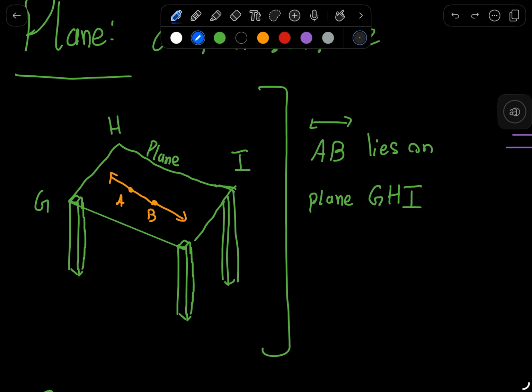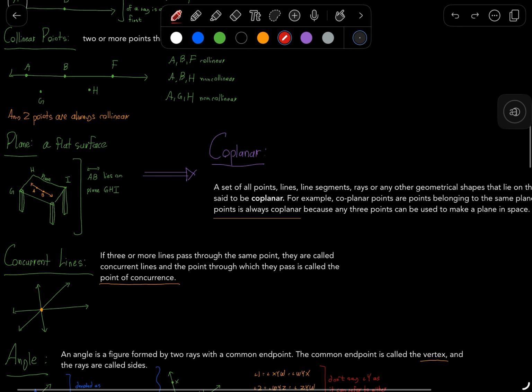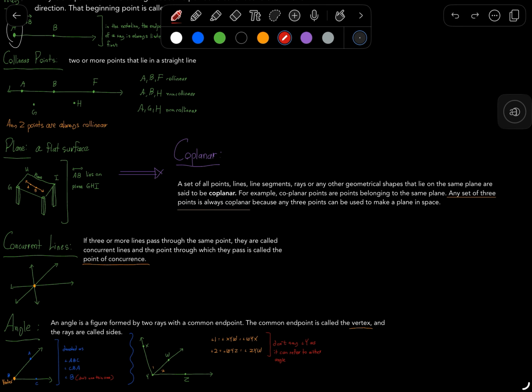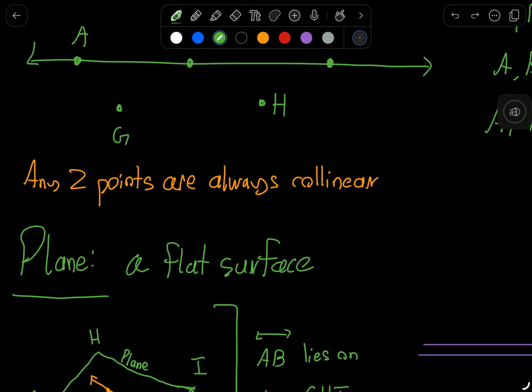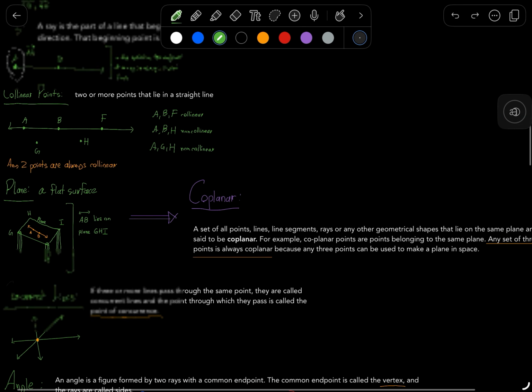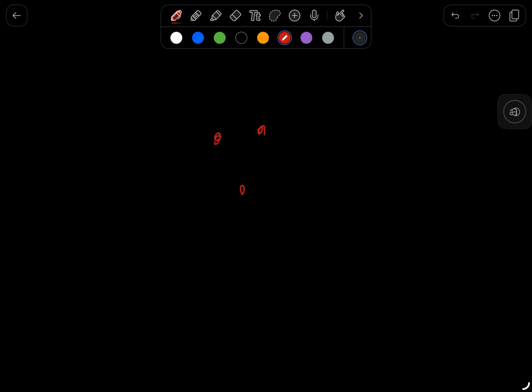So, for example, let's just look at this. If we have a line here, and let's say I decide to have another point, like point C, in this case, line AB and point C are going to be coplanar because they lie on the same plane, right? And kind of going back to that 3 point thing, I said earlier that 2 points are always going to be collinear. Now, if we have 3 points, 3 points are always going to be coplanar, right?